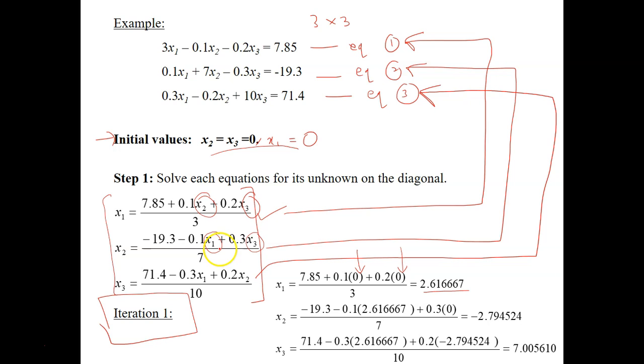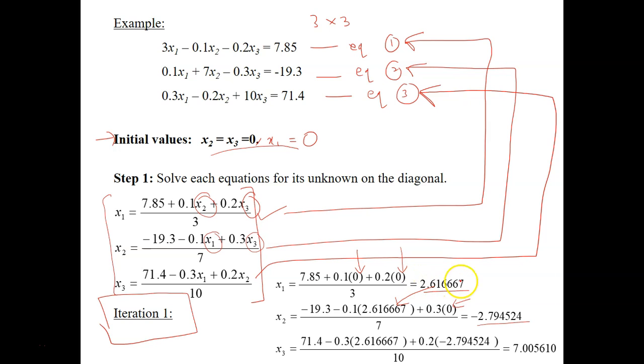So x1 here, please do not use that initial guess. You need to keep on using the value that you have just calculated, which is this one. This value, substitute into the formula. Since you haven't calculated any new value for x3, x3 will remain 0 here. Okay, it's still 0, the initial guess. And you will get this value for x2.